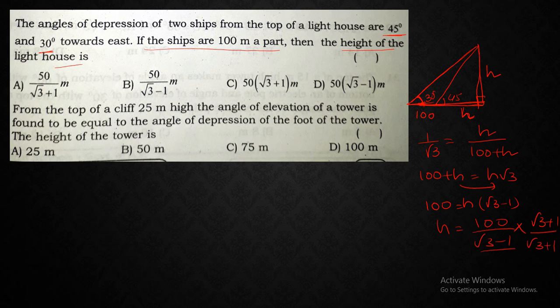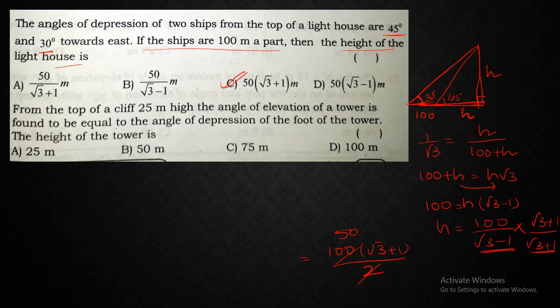So root 3 minus 1, so the rationalizing factor is root 3 plus 1. From that, what I am going to get is 100 into root 3 plus 1 divided by, this is nothing but a plus b into a minus b, which gives me 3 minus 1, which is nothing but 2. So 2 in 100, it cancels 50 times. So 50 into root 3 plus 1. Option C is my answer, right?